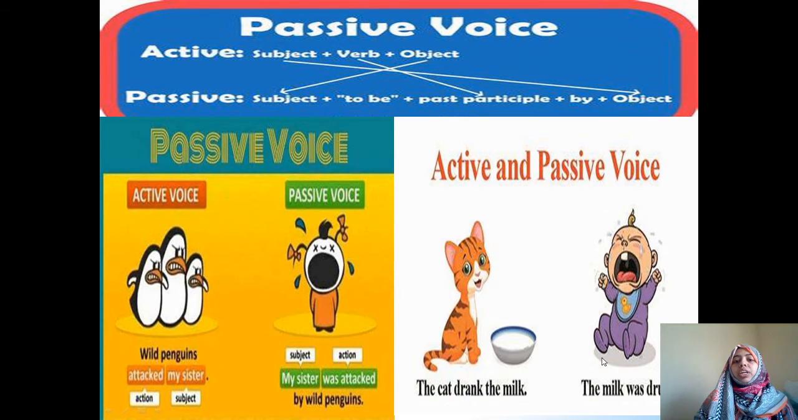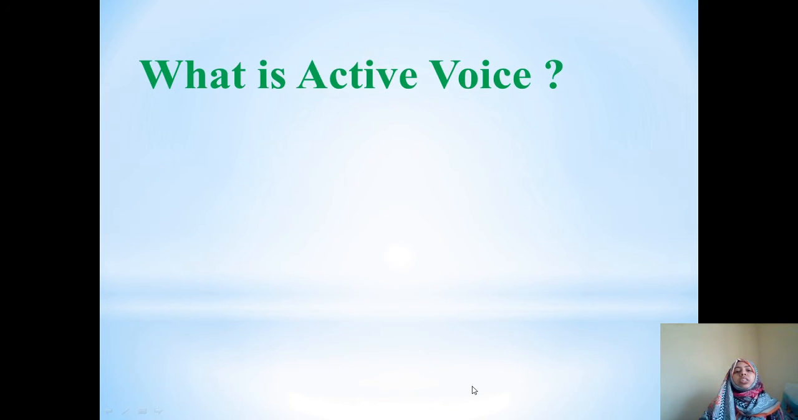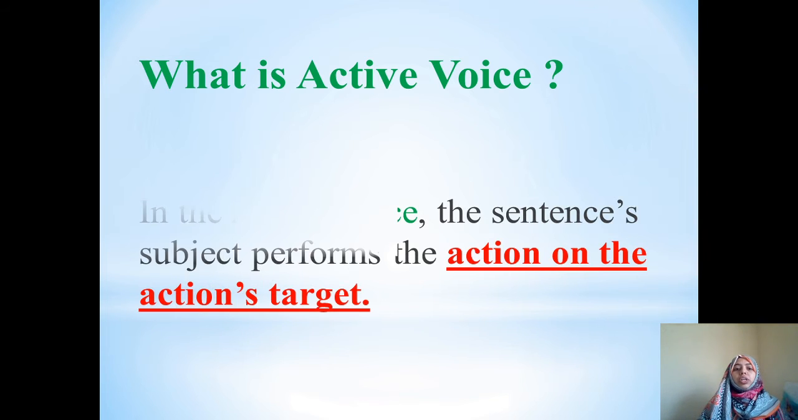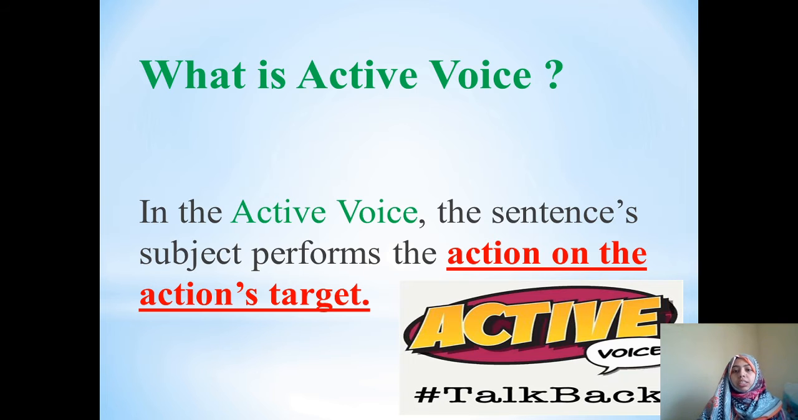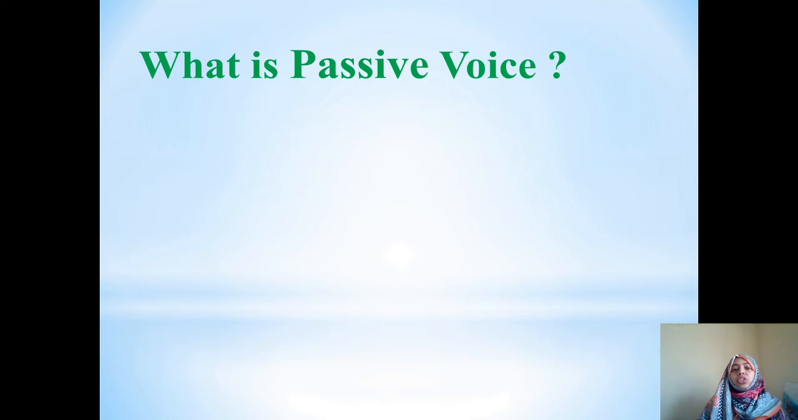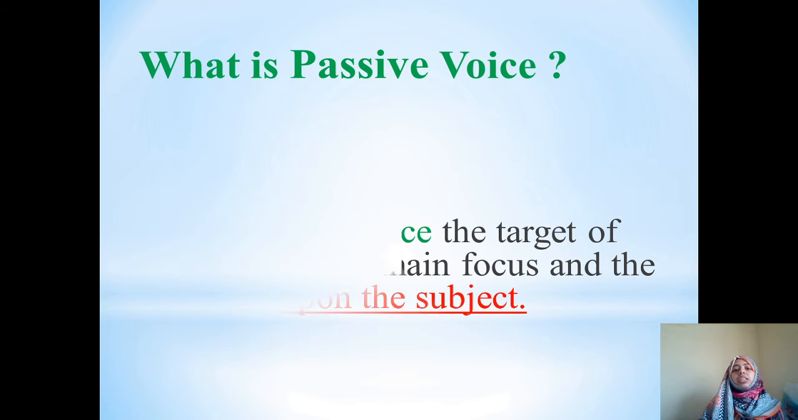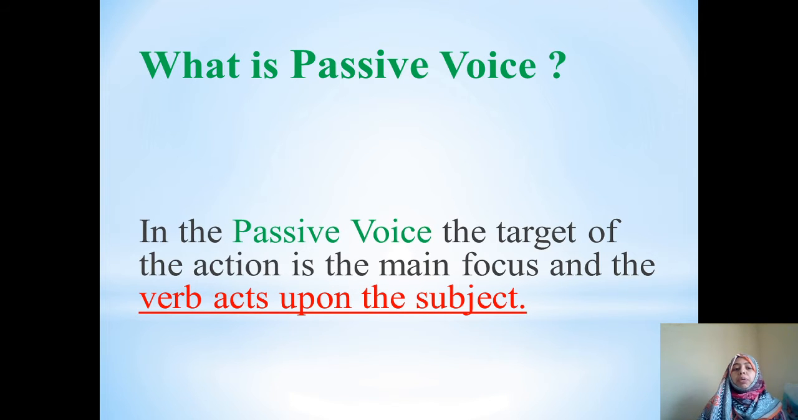Okay, now let's come to another example. The cat drank the milk. The milk was drunk by the cat. Okay, now come to the definition of active voice. What is active voice? Basically, active voice is when in the sentence the subject performs the action on the target of the action. What is the definition of passive voice? Passive voice is basically when the target of the action is the main focus and the verb acts upon the subject.